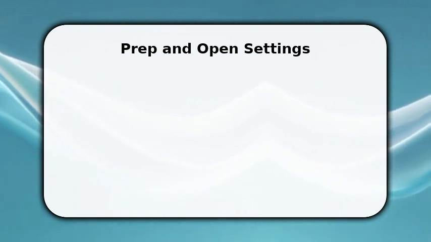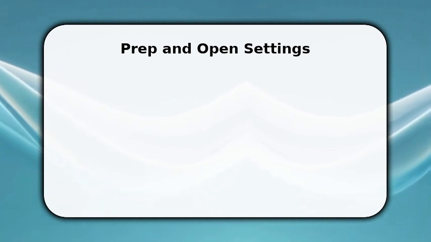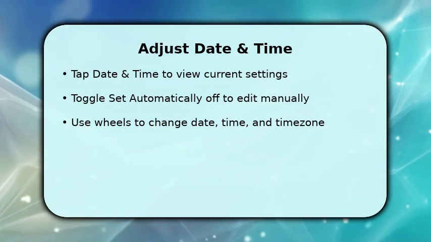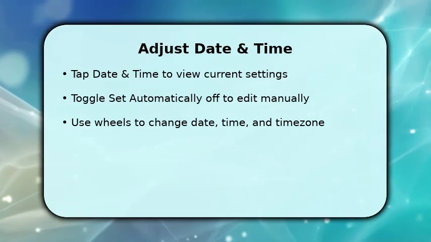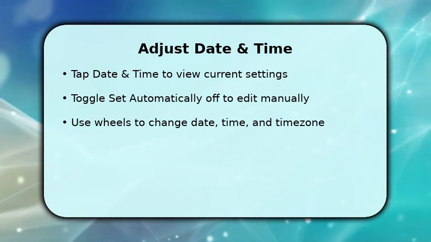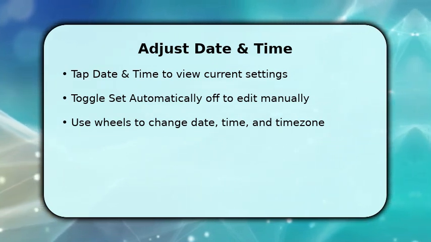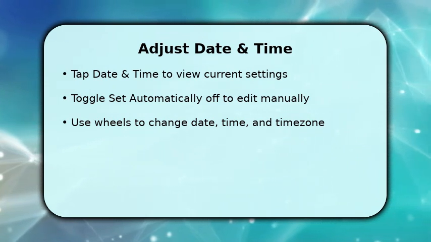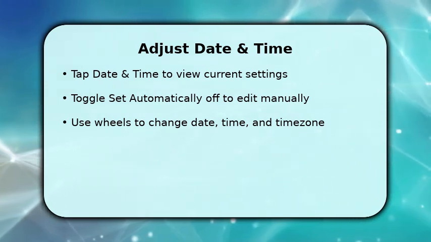Make sure Wi-Fi or cellular is on if you plan to toggle automatic settings afterward for syncing. You now tap date and time to see the current configuration and whether Set Automatically is enabled. Once it's showing, turn Set Automatically off so you can manually set values. This is necessary when the network time is incorrect or you need a specific timestamp.